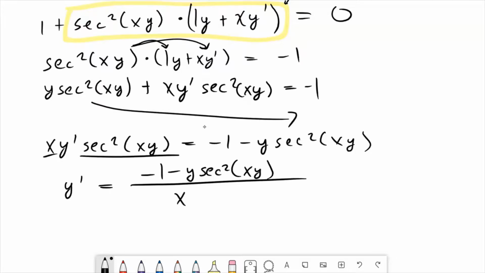x secant squared of xy, and nothing cancels out because there's subtraction symbols here and we can't. If there are multiplications or multiples of each other, then we can. So let's continue on with the next one.